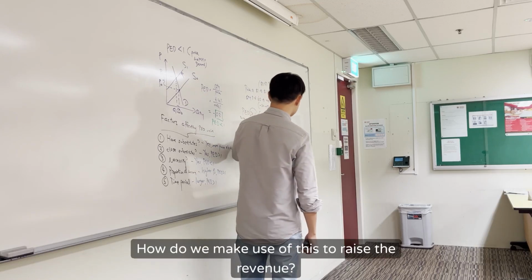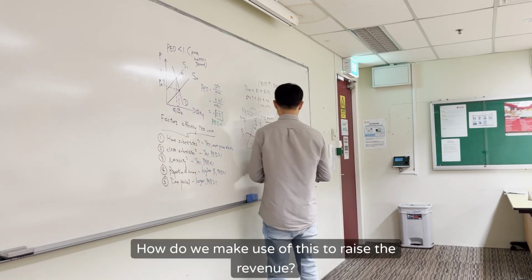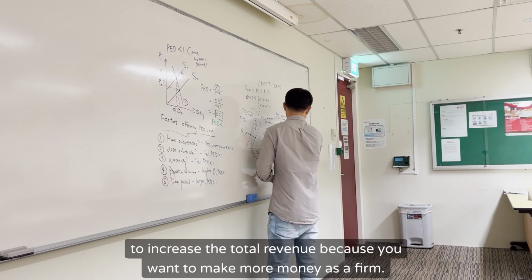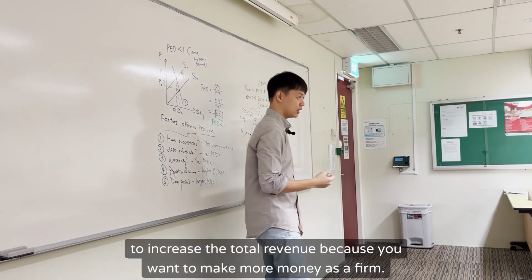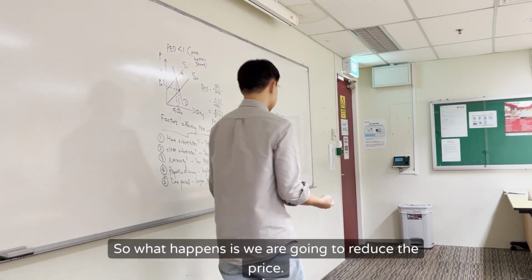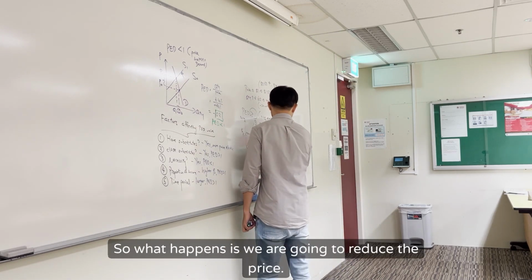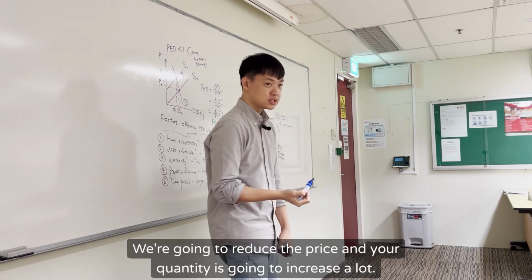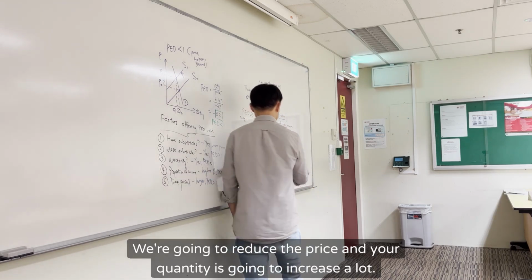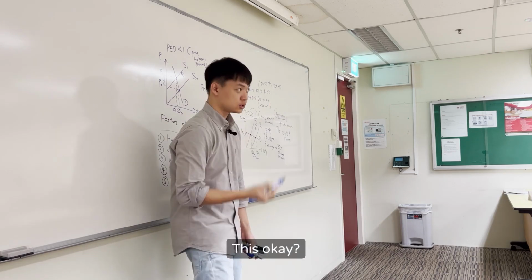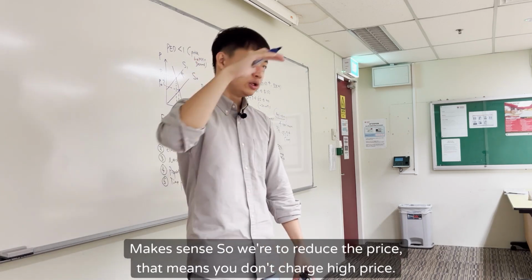How do we make use of this to raise the revenue, to increase the total revenue? Because we want to make more money as a firm. So what happens is we are going to reduce the price, and your quantity is going to increase a lot, more than proportionately. Make sense? So I'm going to reduce the price.